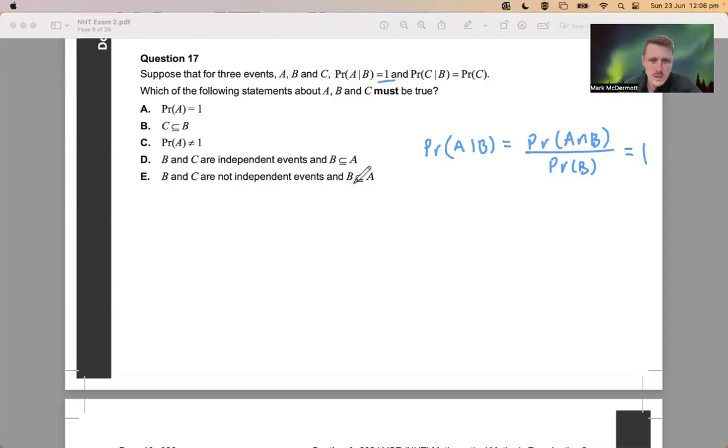Okay, the probability of C given B equals the probability of C and B over the probability of B. But we know that equals the probability of C.